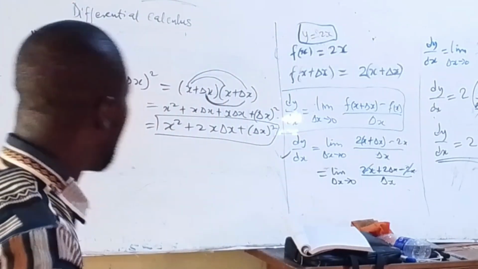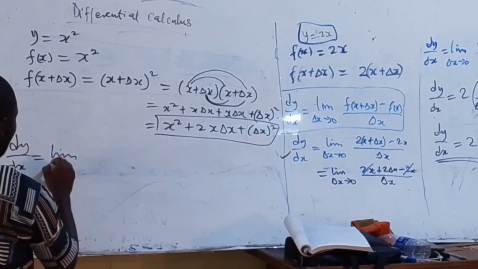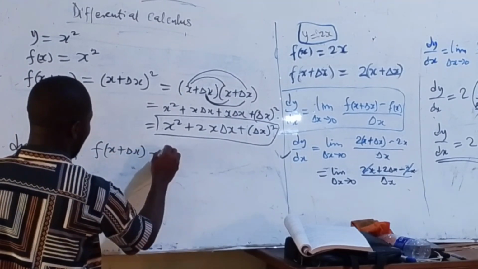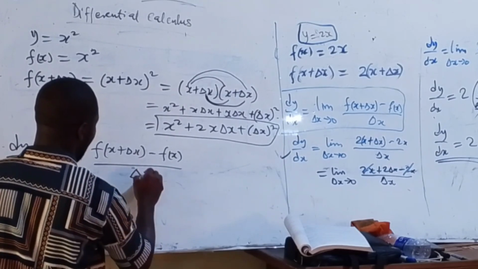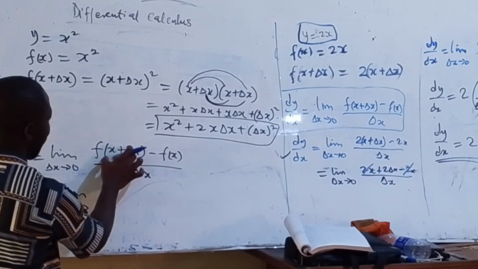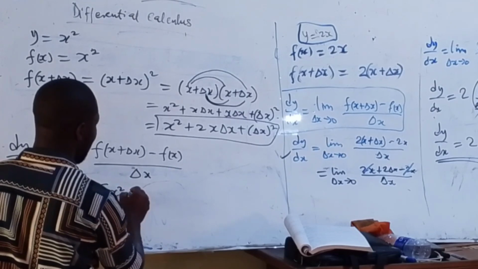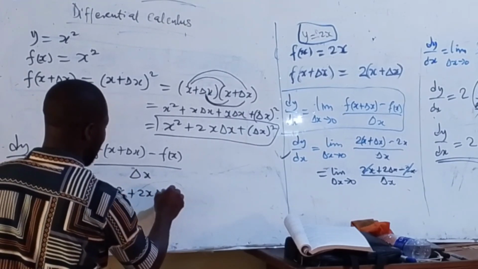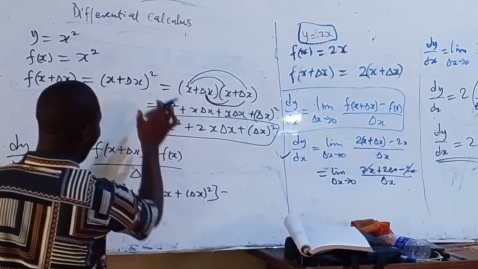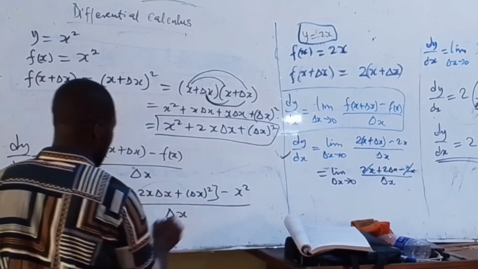What is first principle? dy dx is what? Limit as change in x tends to 0, f of x plus change in x minus f of x, all over change in x. Which is limit as change in x tends to 0, f of x plus change in x is the whole of this expression. That is x squared plus 2x change in x plus change in x squared, minus f of x, which is x squared, all over change in x.